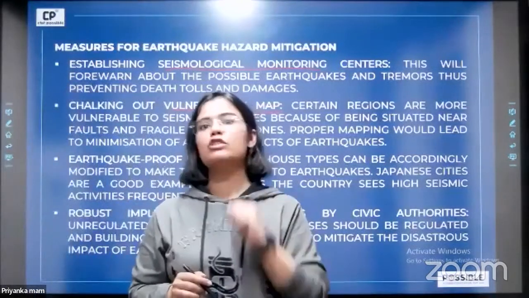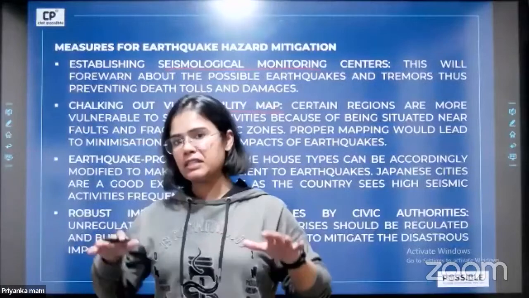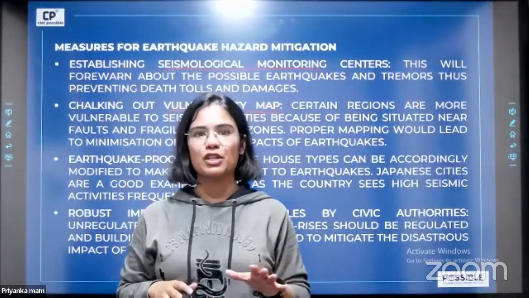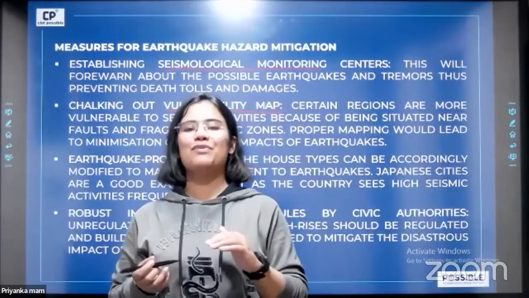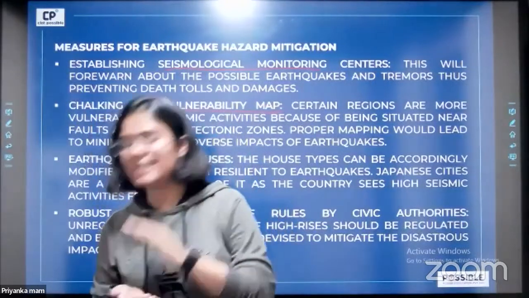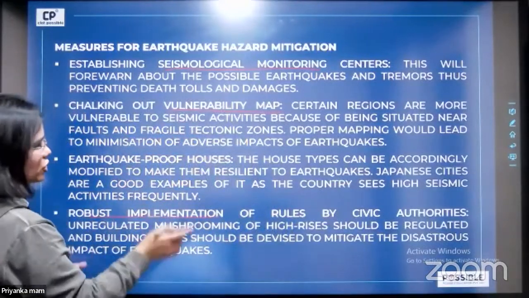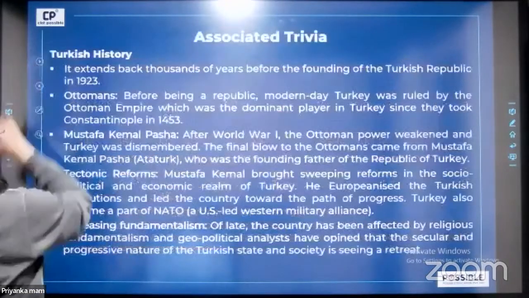But Japan is also very seismically active, it is in a zone which is very seismically active. पर वहाँ पे इतना ज़्यादा damage नहीं हो रहा. क्यों नहीं हो रहा? Because of the fact that they have constructed their buildings in that manner. Is that okay? Right? And robust implementation of the rules of the civic authority.